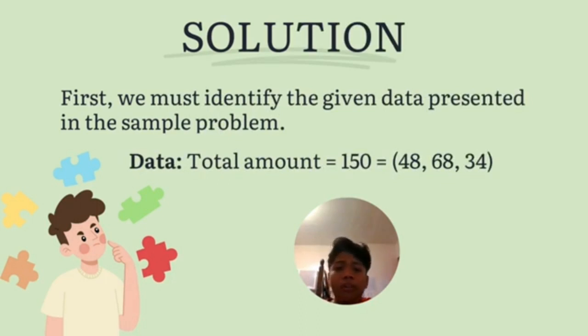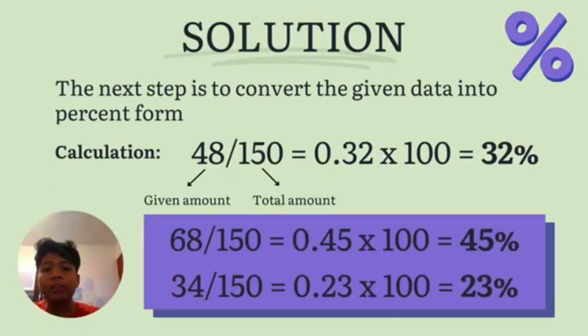First, in order to solve this problem, we must identify the given data presented. In this case, we found out the total amount is 150 nurses, and they were divided into 3 groups. The first group consists of 48, the next group consists of 68, and the last group consists of 34 nurses. Thank you, Anne. The next step is to convert the given data into percent form.